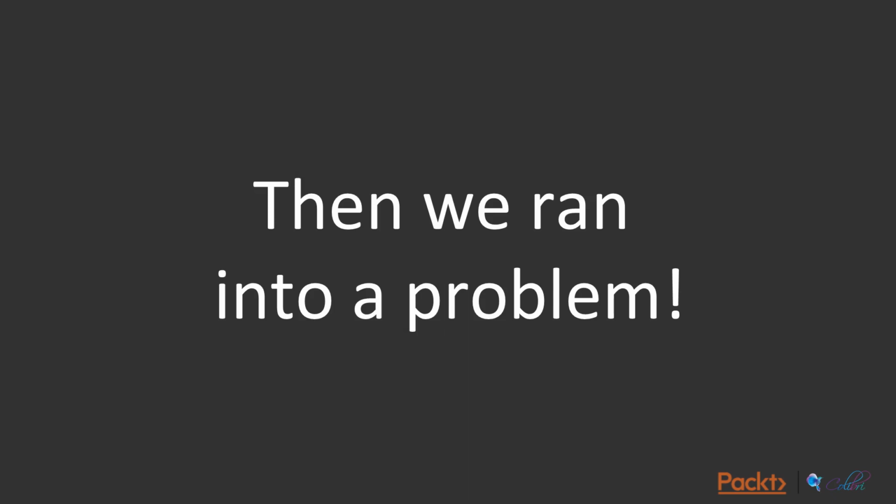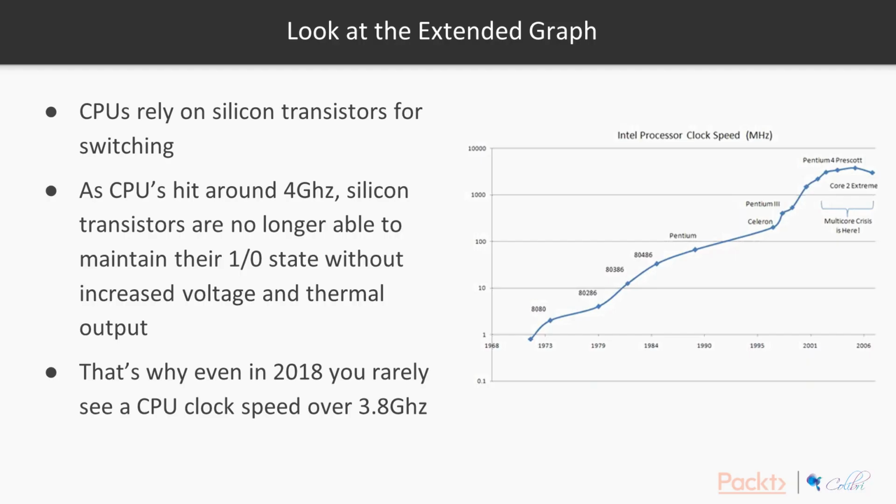Now, as we know, in 2018, that didn't happen, and that still hasn't happened. We ran into a bit of a problem. So if we look at the graph extended out, by 2006, clock speeds had actually tailed off to the point where they're actually starting to decrease. Now, in order to understand why this happens, we need to think a little bit about how CPUs are made.